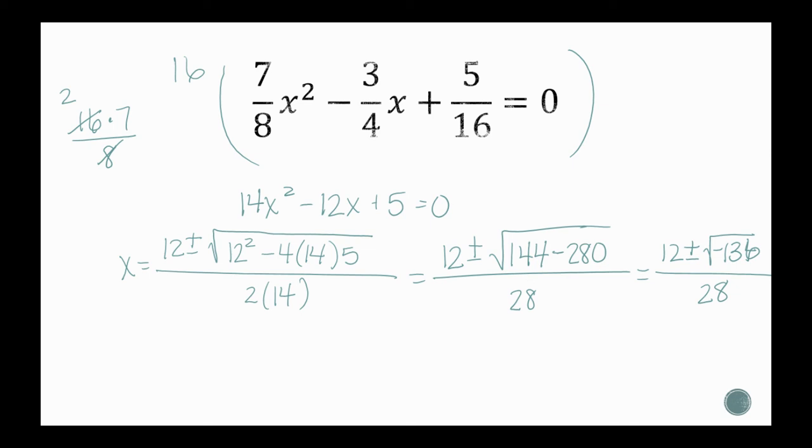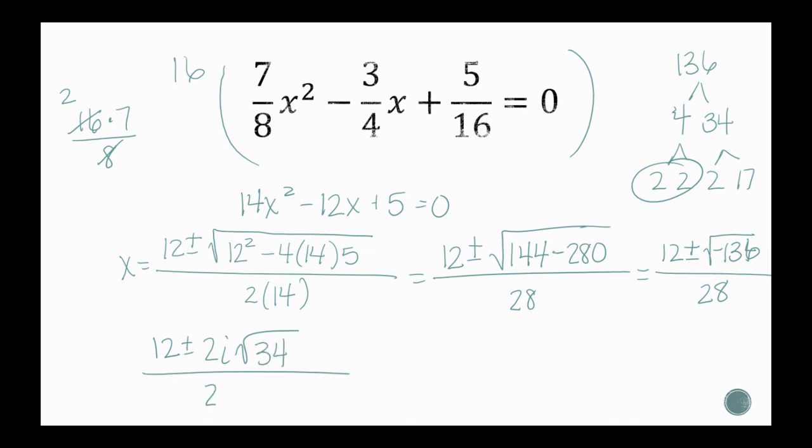So then my question is, do I need to simplify the radical? Do 12 and 28 have something in common? Yes. So I need to simplify that radical. So I'm going to simplify 136. 4 times 34. So I have a pair of 2's.